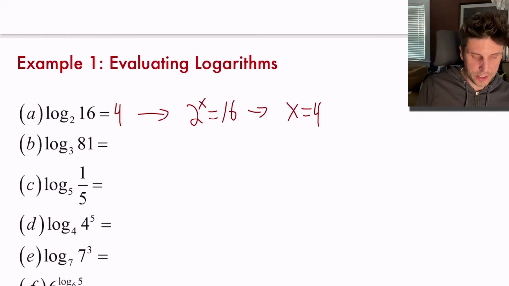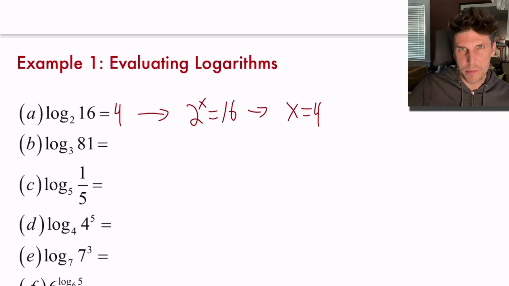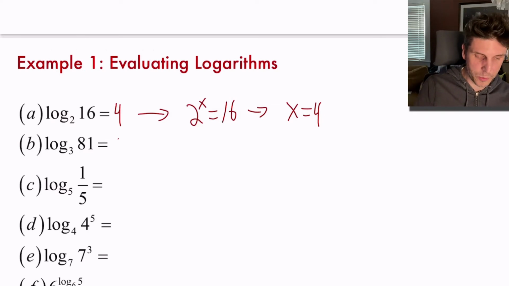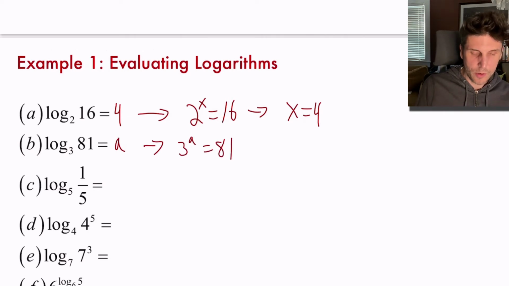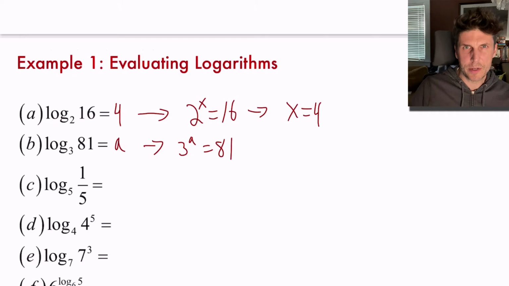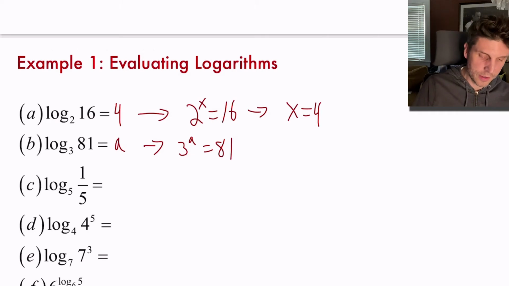Next one, log base 3 of 81 equals. A log is the solution to a missing exponent. You're usually using logs to solve for unknown exponents, as indicated here. I'm going to let this one equal a. So that means 3 to what power equals 81? Well, we know 3 squared is 9, 3 cubed is 27, 3 to the 4th is 81. So this time, a equals 4.